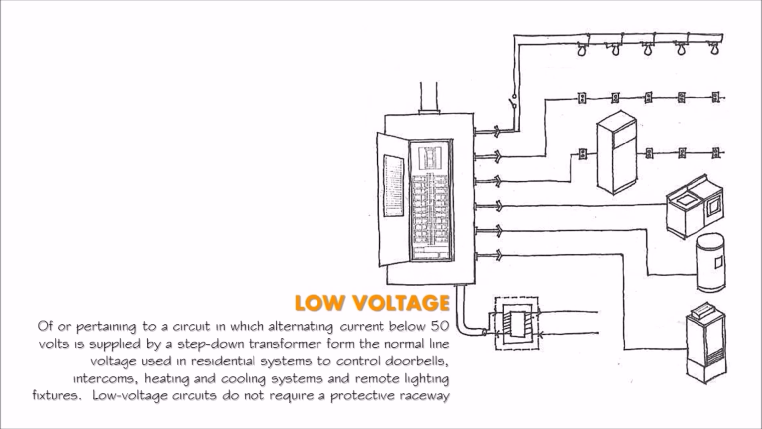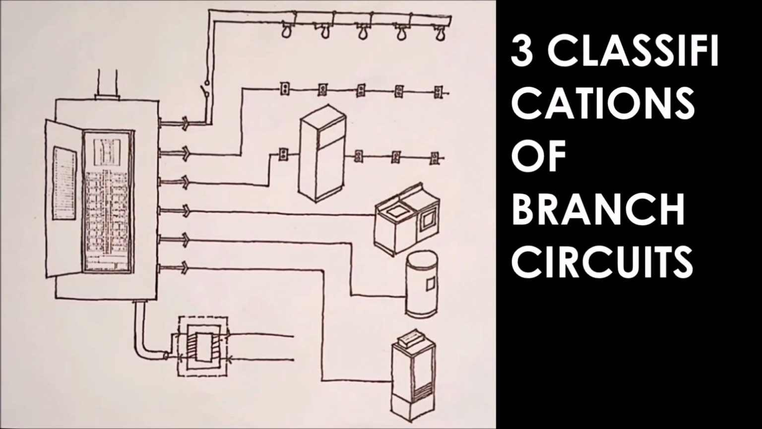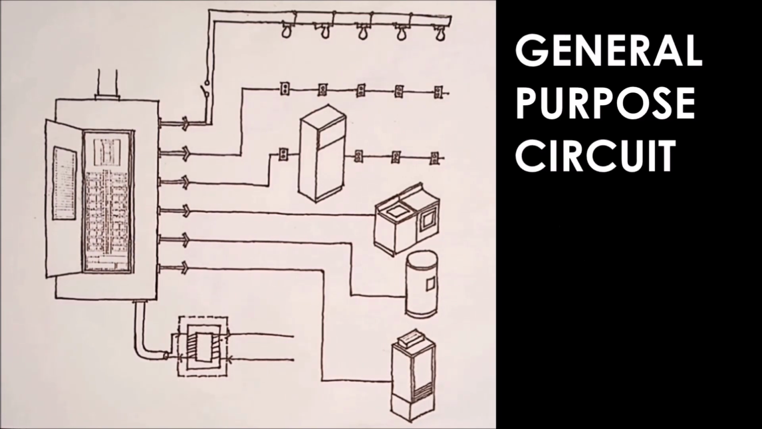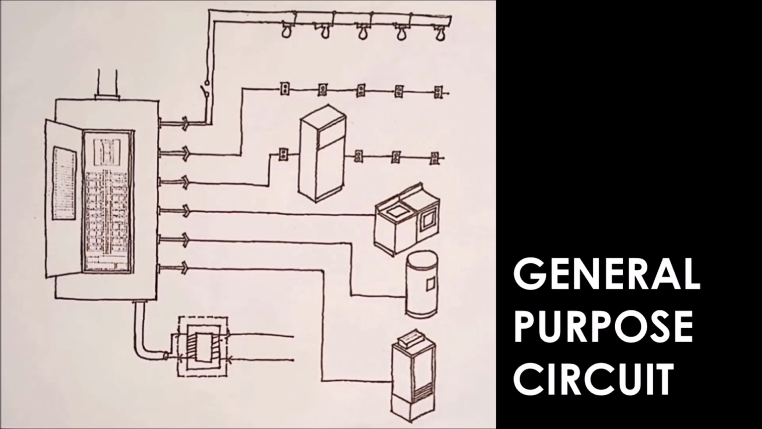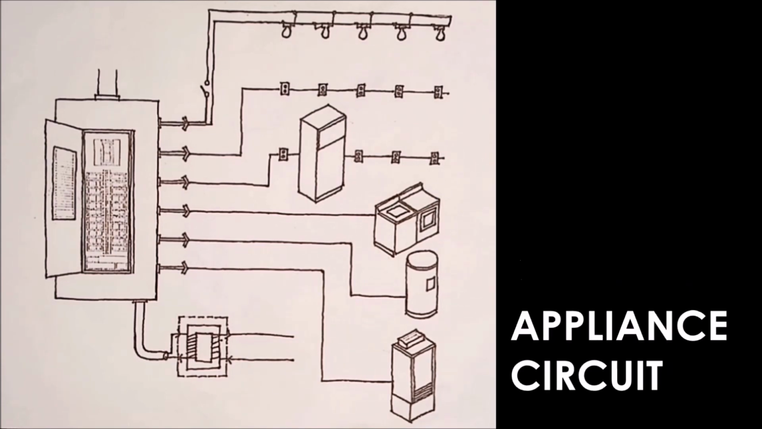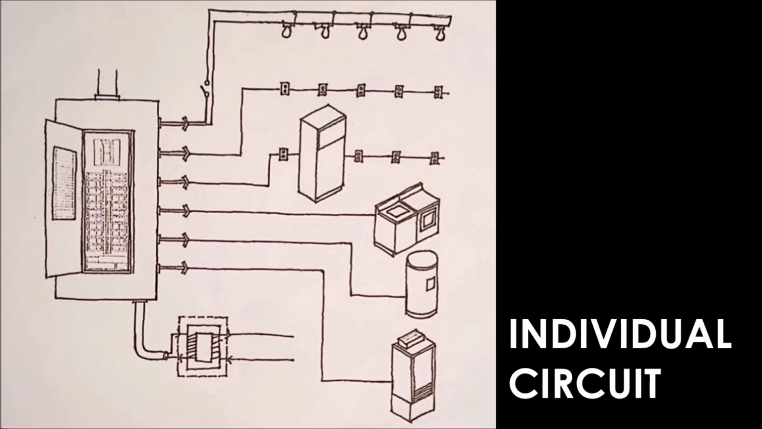Low voltage circuits do not require a protective raceway. So the three classifications of branch circuits are the general purpose circuit, appliance circuit, and individual circuit. The general purpose circuit, which is this line, is a branch circuit that supplies current in a number of outlets for lighting and appliances. The appliance circuit, which is this one, is a branch circuit that supplies current in one or more outlets specifically intended for appliances. Lastly is the individual circuit.